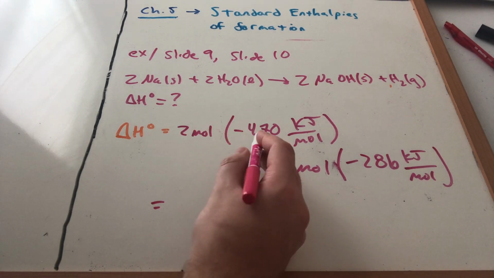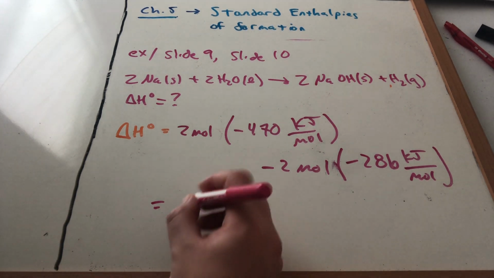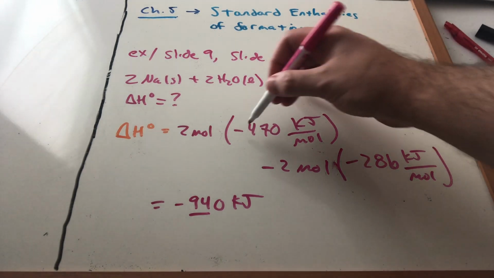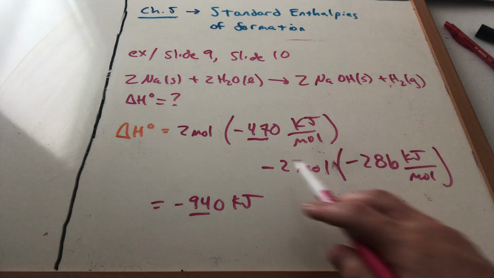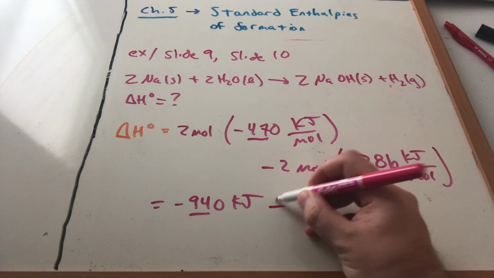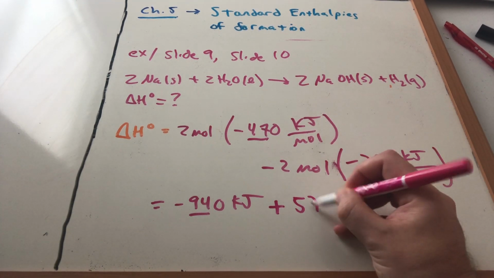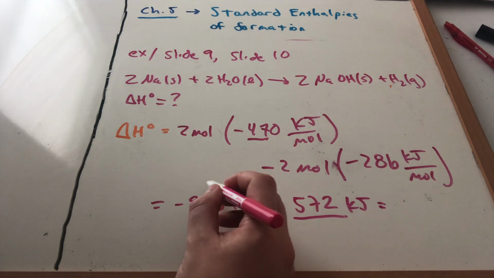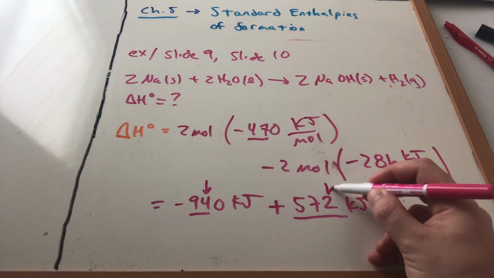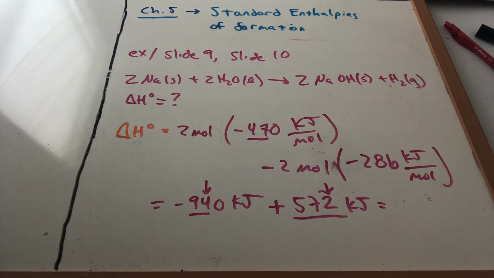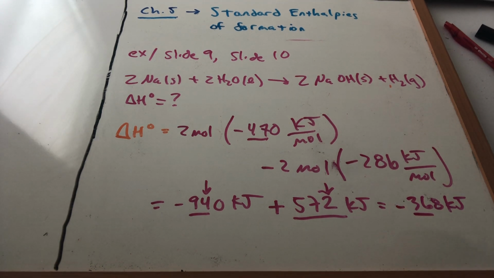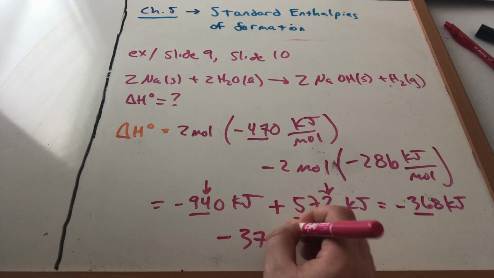So when I start to do this math, 2 times minus 470, moles cancels with moles, gives me minus 940 kilojoules, with two significant figures because there's only two significant figures here. Minus 2 times minus 286 gives me a positive value, positive 572 kilojoules, and this has three significant figures. I add these together. This is good to this spot, and this is good to this spot, so my answer is going to be good to the tens place. So I get minus 368 kilojoules, but that's only good to the tens place. And so my final answer is minus 370 kilojoules.